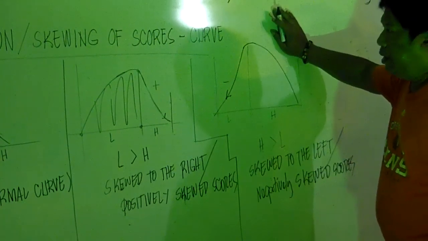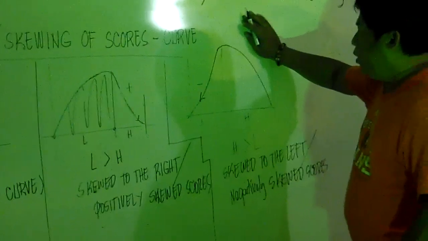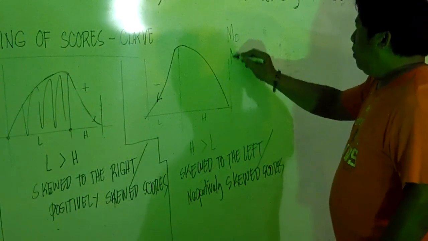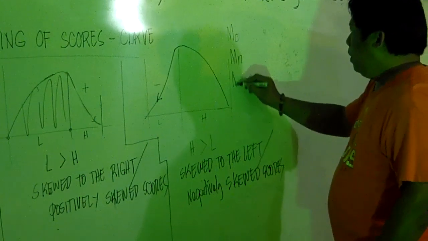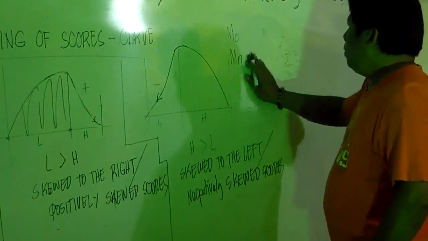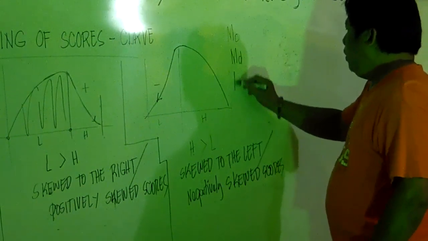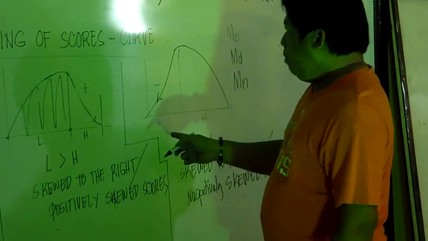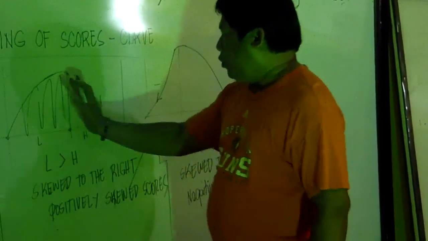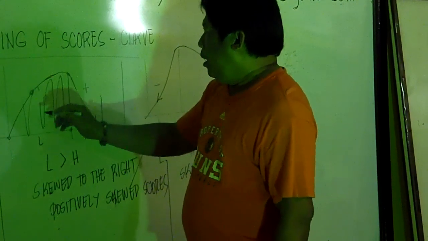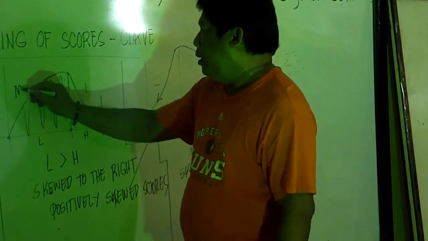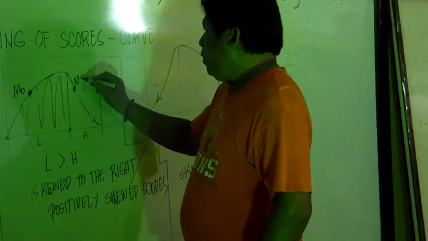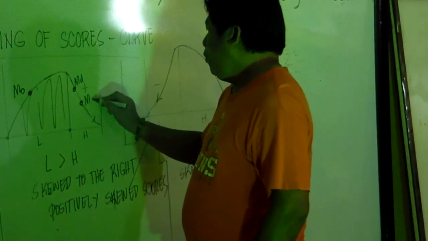So if we are talking about scores, it means that we must have what we call the measures of central tendency. The measures of central tendency are the mode, the mean, and the median. The median is supposed to be in the center. So we can expect that if there are more scores on the left, we can easily imagine that the mode is right here, that the mode here is lower. Then for the median, we have the median here.